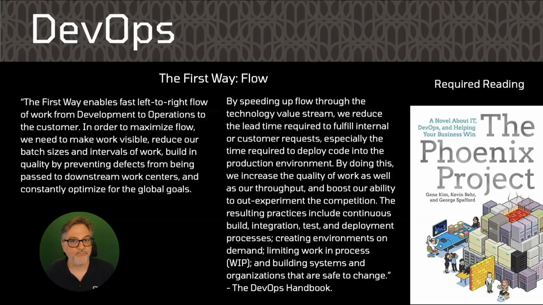Next up, build in quality by preventing defects from being passed to downstream work centers. That's the Andon cord. When you observe a problem, you stop the line, you fix the problem before it makes its way on. That's the idea in CI/CD pipelines of if a test fails, you don't publish it. It doesn't get to build. It doesn't get to the integration stage because you've stopped that build process and the developer has to fix it before it can move on.